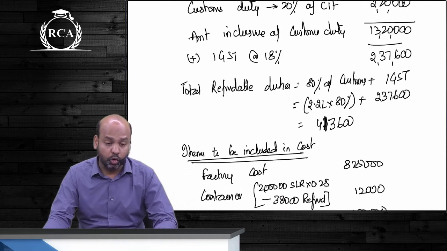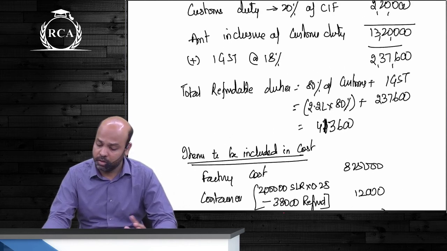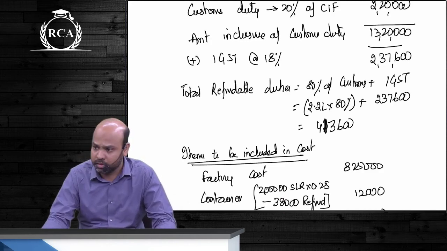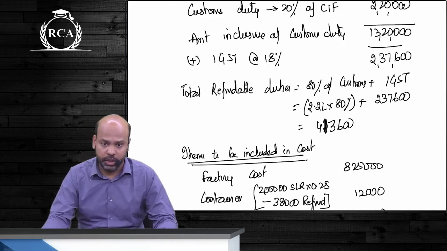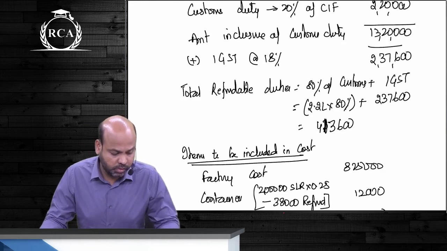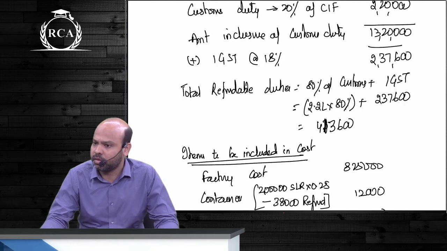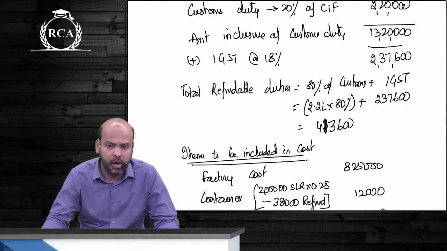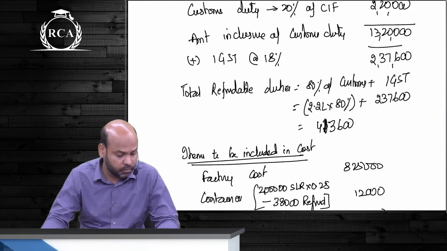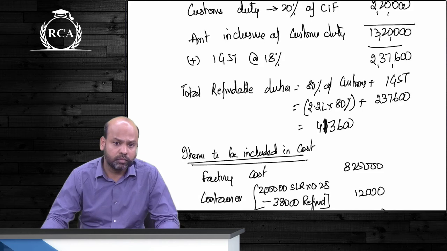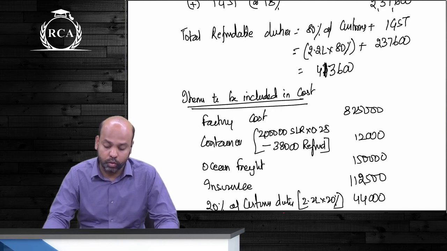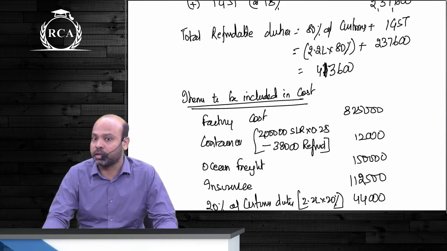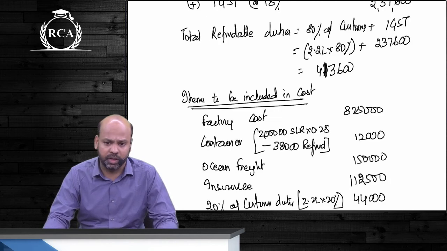Yes, kids, have you all done till total refundable duties? Total refundable duties तक हो गया 4,13,600. 80% of customs plus IGST. 80% of 2,20,000 plus 2,37,600. The total refundable duties will become 4,13,600.